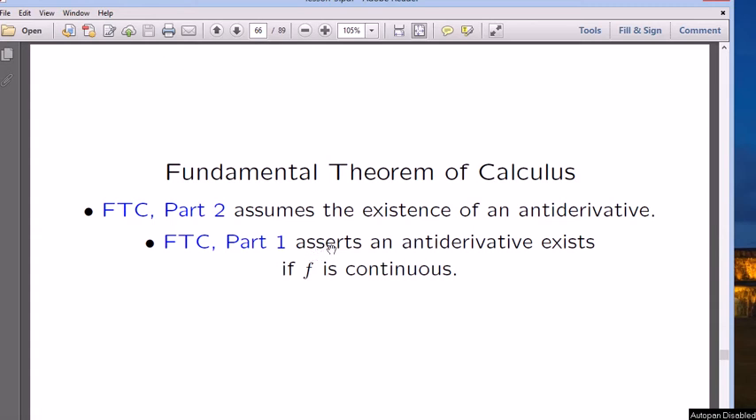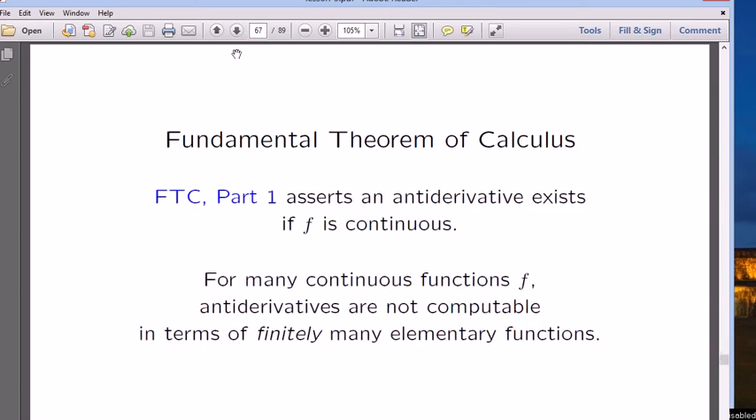It's saying that the antiderivative exists as long as f is continuous. But it doesn't mean that you can actually calculate it, so I wrote here again. Part 1 of the fundamental theorem of calculus says that it exists, but for many cases of continuous functions, if you write them down, it is not possible to write those down as antiderivatives such that it can be computed using finitely many elementary functions.